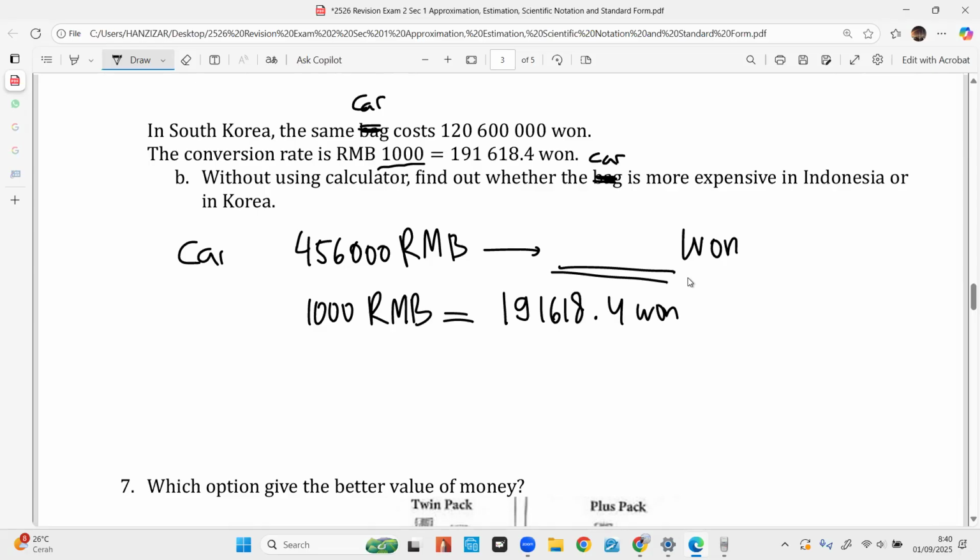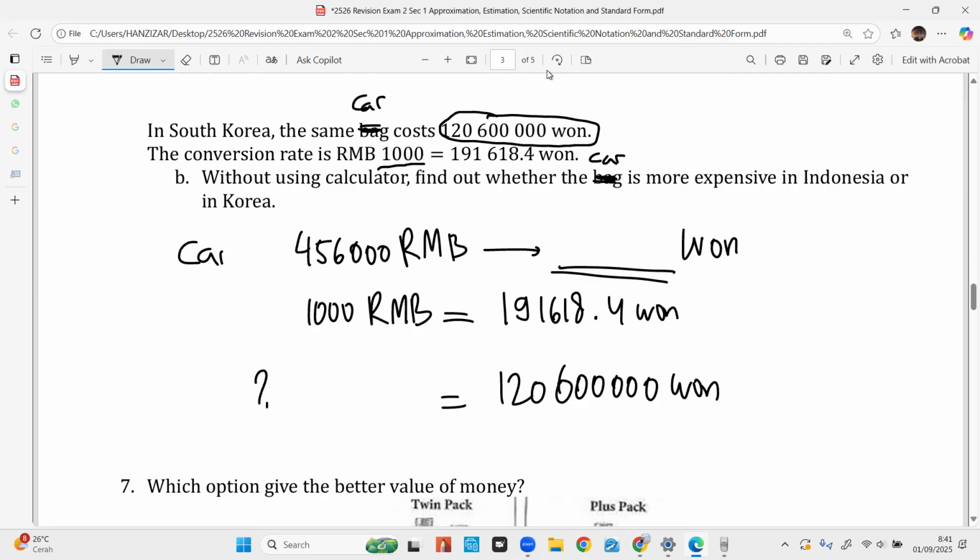Now, this you convert into RMB first, okay? 126,000 won. How many RMB? Right? Sorry, this is not right. Okay, this is the right one.